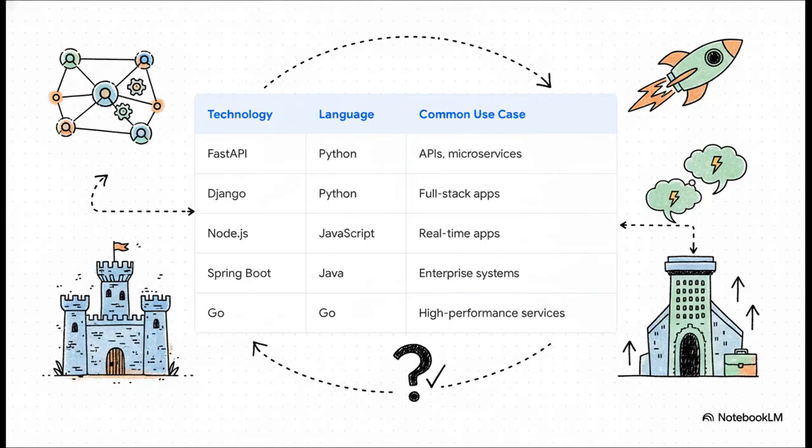And of course, FastAPI is just one tool in a massive toolbox. You've got Django, another Python framework that's a powerhouse for building huge apps quickly. You have Node.js in the JavaScript world, which is the king of real-time apps like chat services. And then you have giants like Spring Boot that run massive corporations. The real takeaway here is that there's no single best tool. It's always about picking the right tool for the specific job.